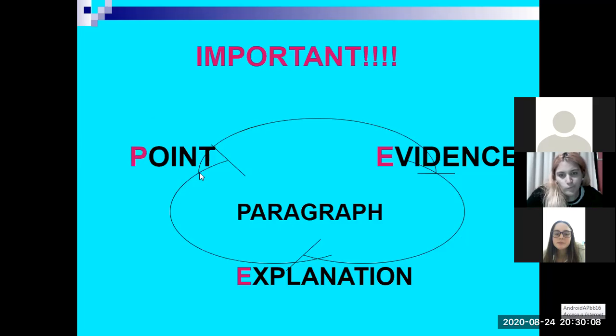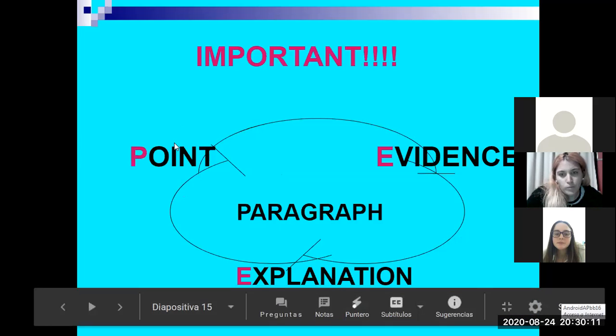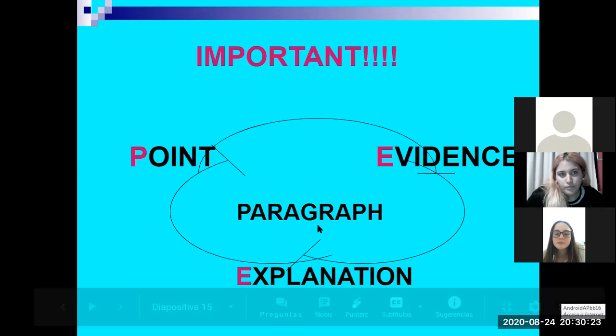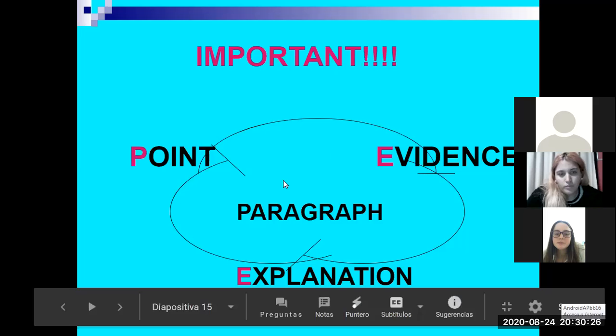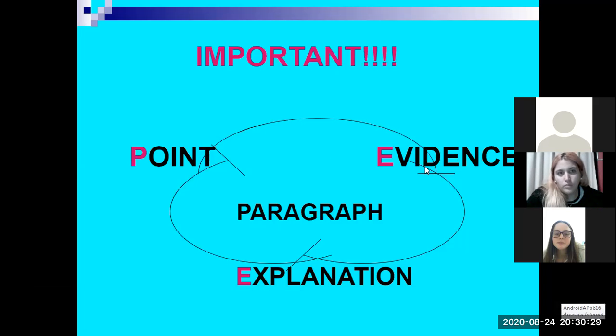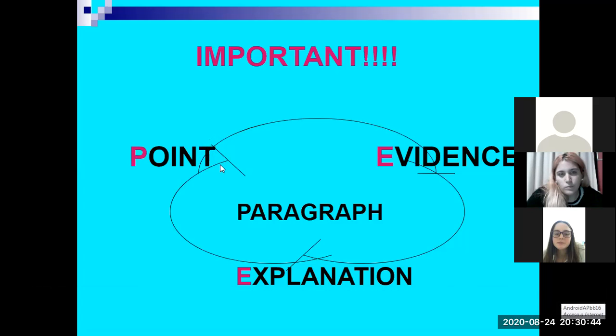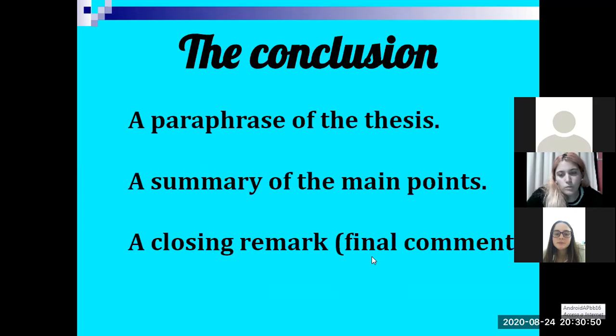So it is really very important. I have to establish a point. Each paragraph must have a name, a message, a subtopic. The evidence must be present. This point must be provided with evidence, as Fulanito said. And of course, the explanation. So keep this: I have to establish a point, but it must be supported with evidence and explanation.